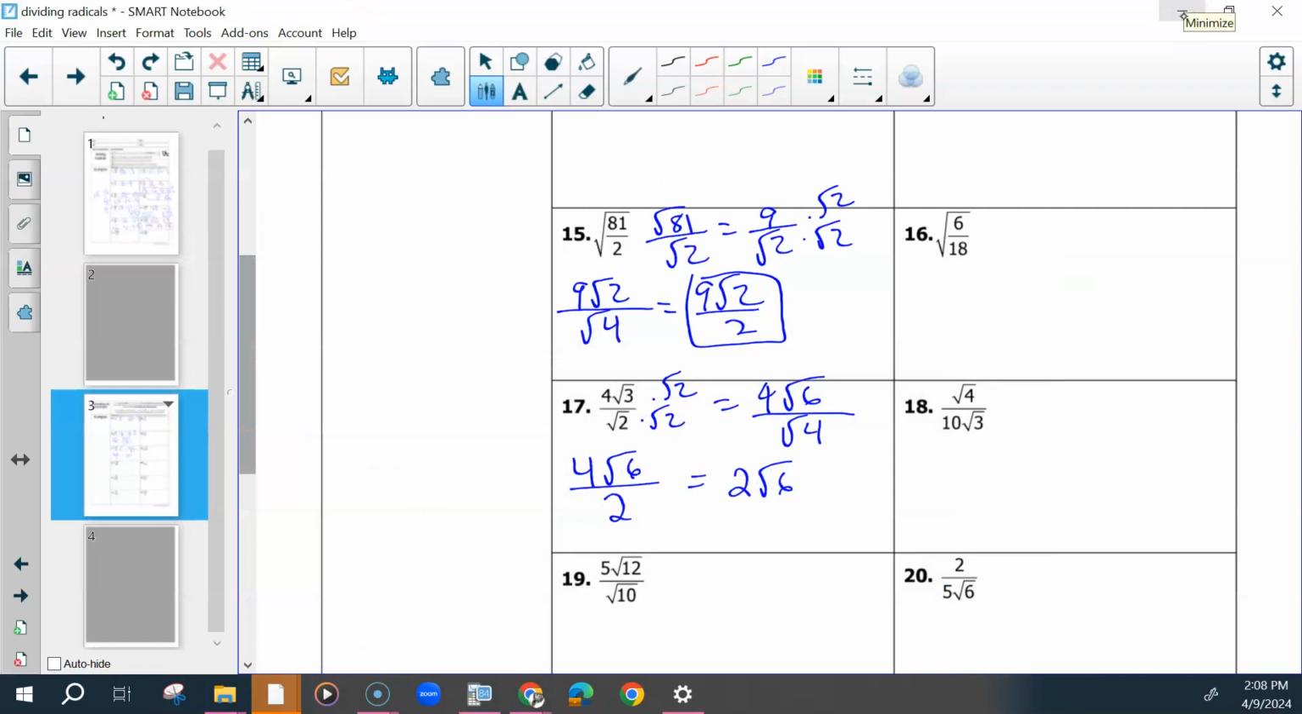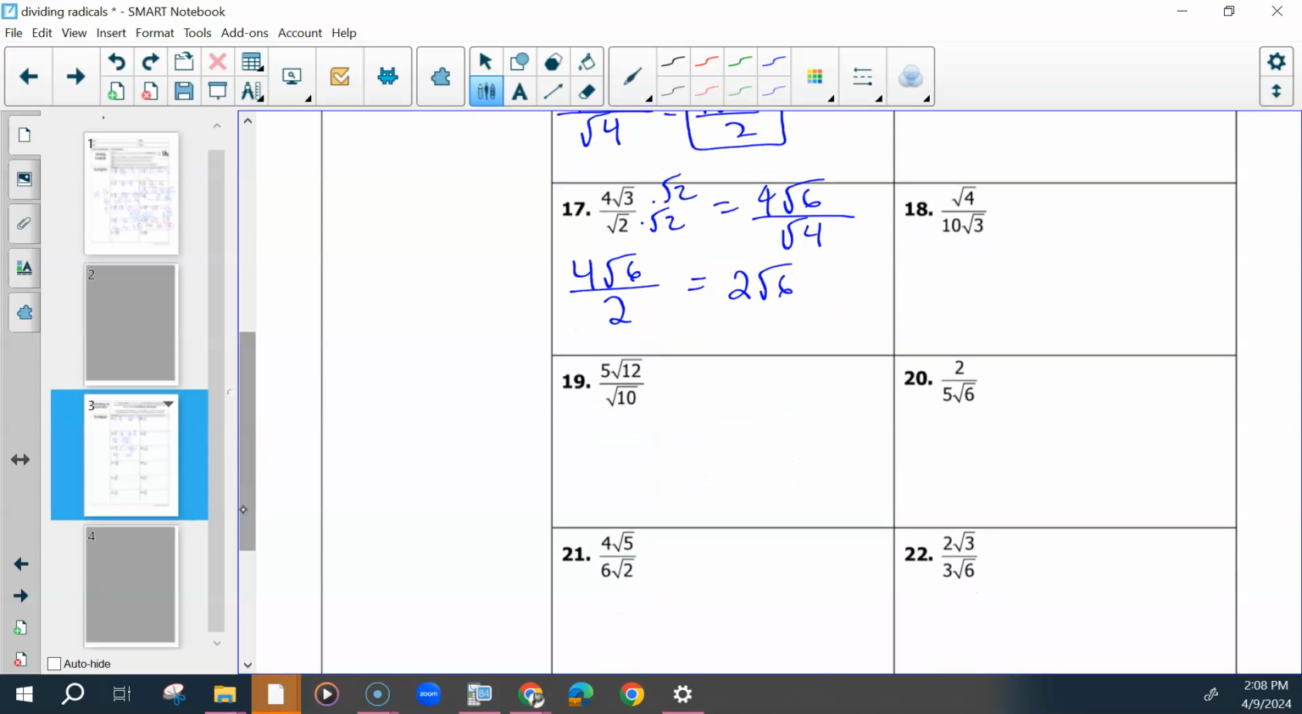Alright, just a few more, or actually just a couple more. I'm going to do 19 and then 22, and then you guys will have time to practice and ask any questions you may have. So 19 is similar to 17 where, actually, let's do 20 instead of 19 because 19 would have been similar.